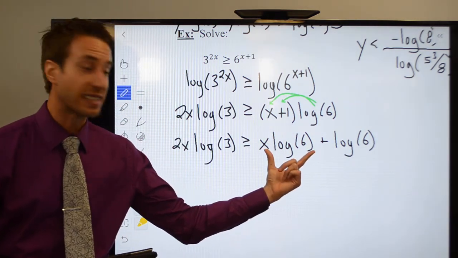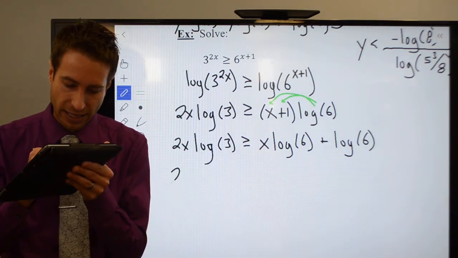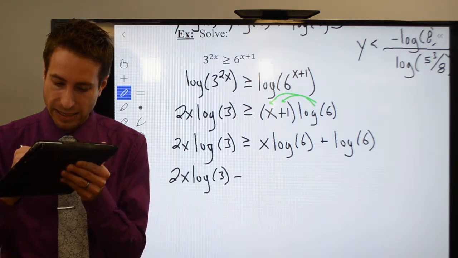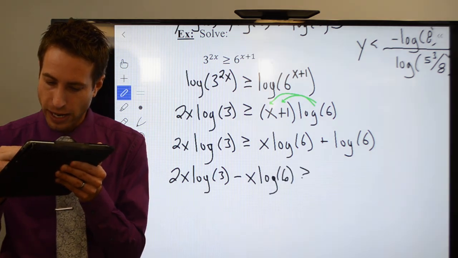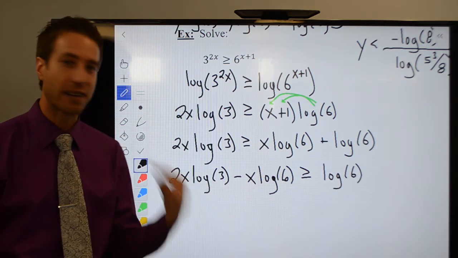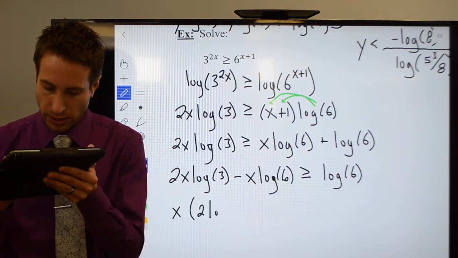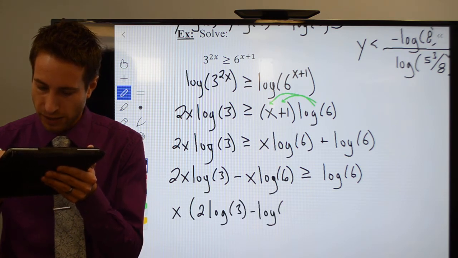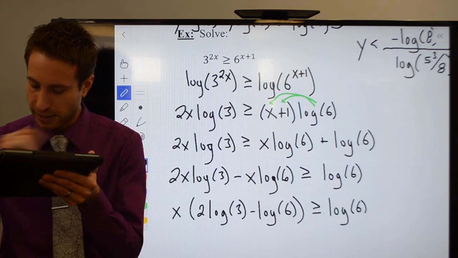I'll need to subtract this x common log of 6 to the other side to get my x's together so that I can then factor it. 2x times the common log of 3 minus x common log of 6 is all greater than or equal to the common log of 6. Great, now that I've got them together, I can factor out my GCF, which is going to be an x. That's going to leave me with 2 times the common log of 3 minus the common log of 6, which is all greater than or equal to the log of 6.